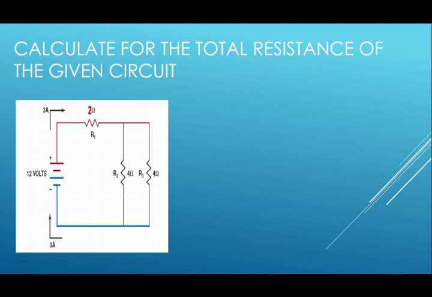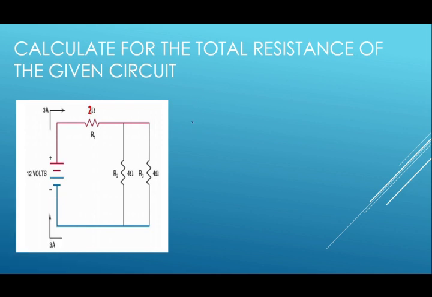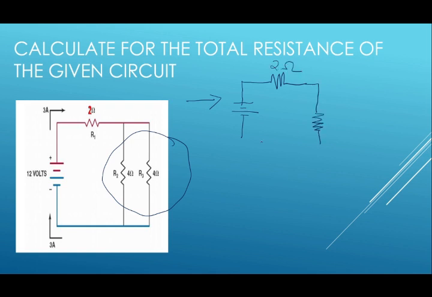As you could see, this circuit is a combination of both series and parallel connections. So how do we compute for this one? First, you have to simplify this parallel connection. So what will happen to this circuit? This circuit becomes like this. So it would become 2 ohms here. These parallel connected resistors will be combined.